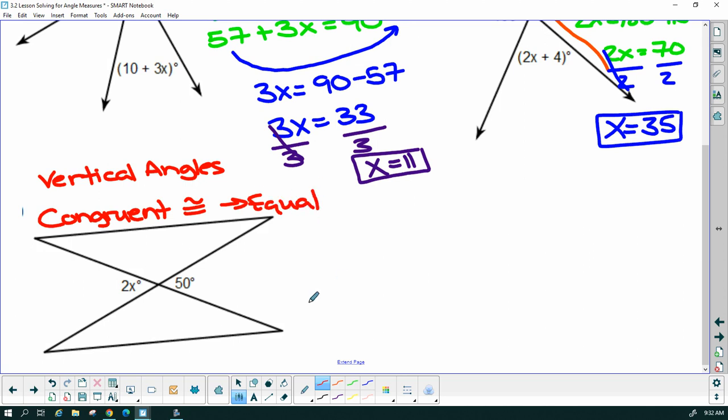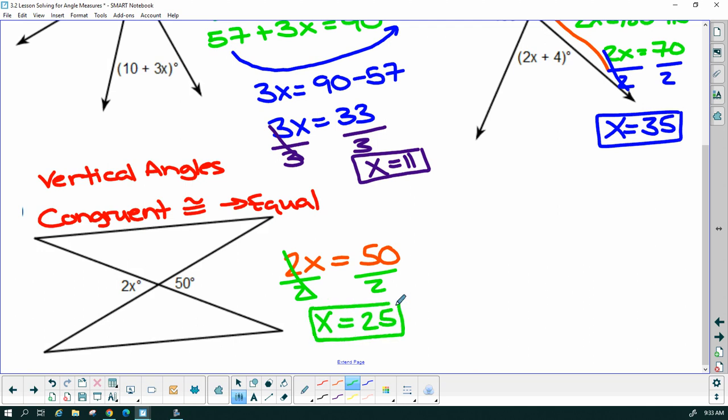And so I can write an equation that says that 2x, that angle that's 2x, should be equal to the angle that's 50. And hopefully you breathe a sigh of relief. This one is easier than the other two. I have to divide both sides by 2. And I'll find out that x is 25.